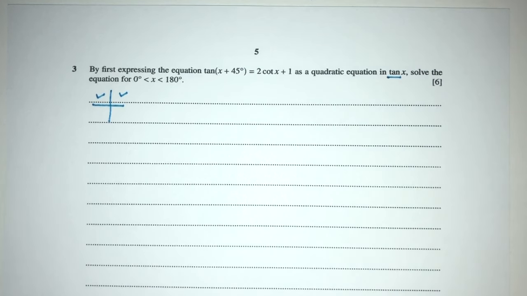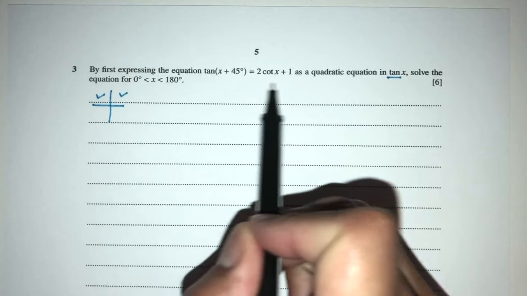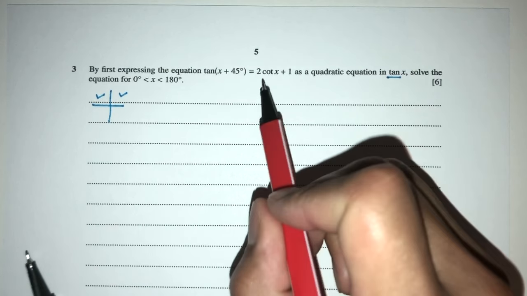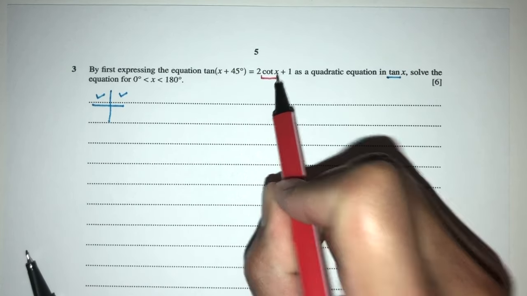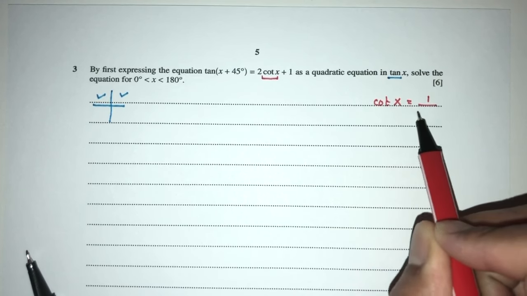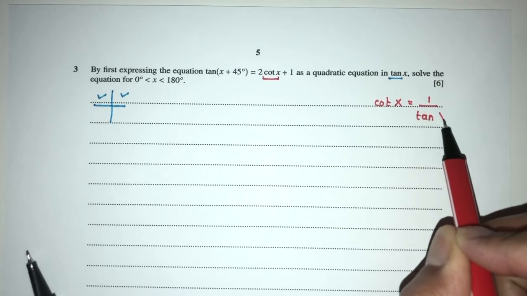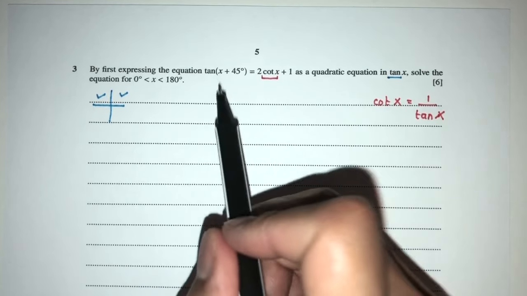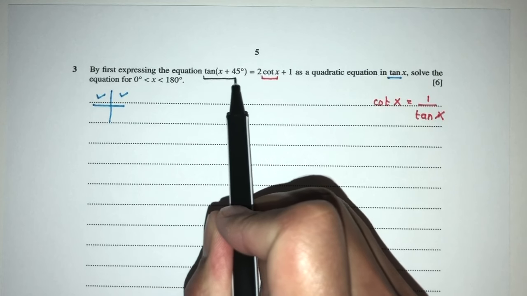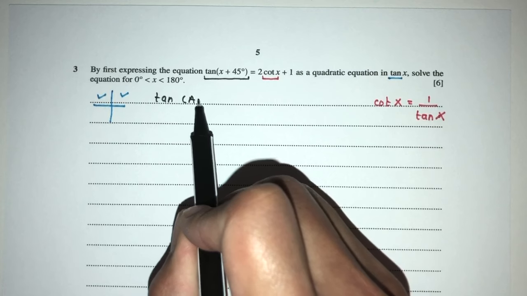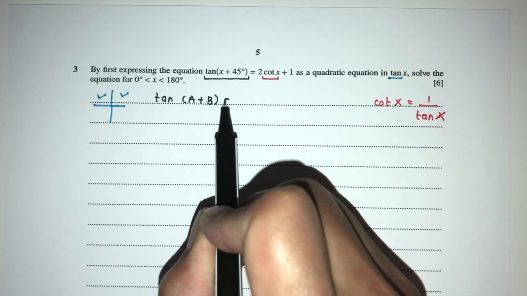However, let's proceed by simplifying this whole equation in terms of tan x. So the first thing we realize is what? The easiest thing is this one, right? So what is cot x? Let's write this here. Cot x is simply equal to 1 over tan x. So it's something we can use in the simplification of that equation. Now for this one, something we know is that if you have tan(a + b) and you expand, that will give you what?